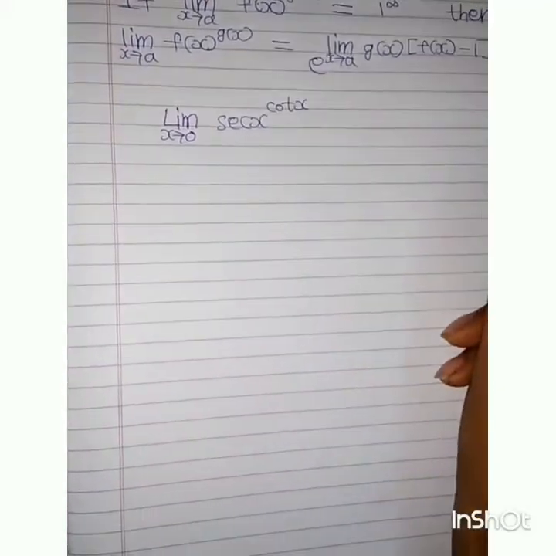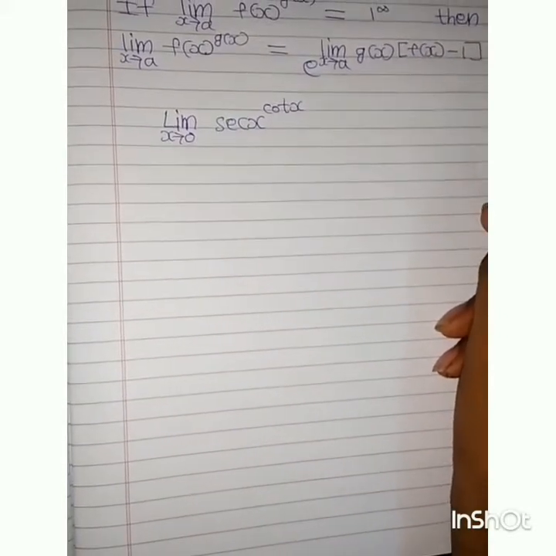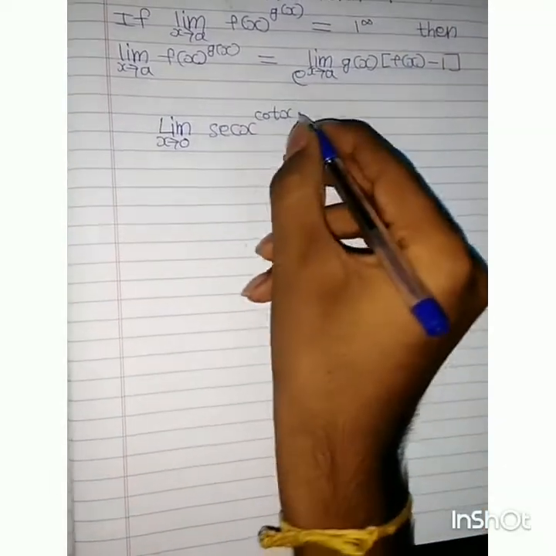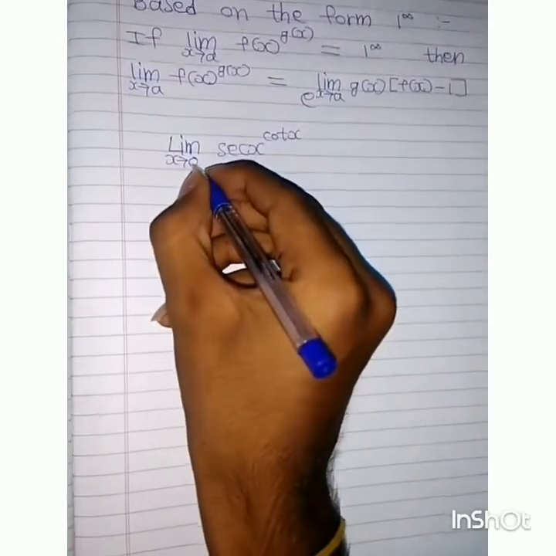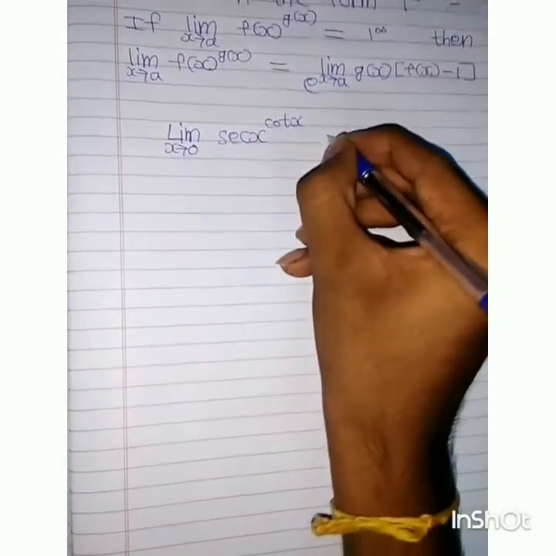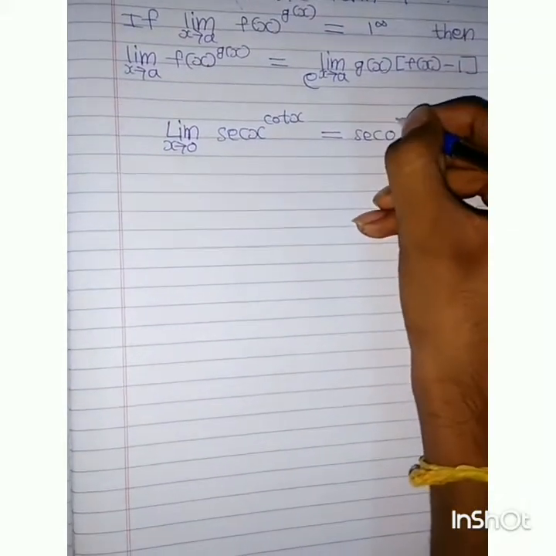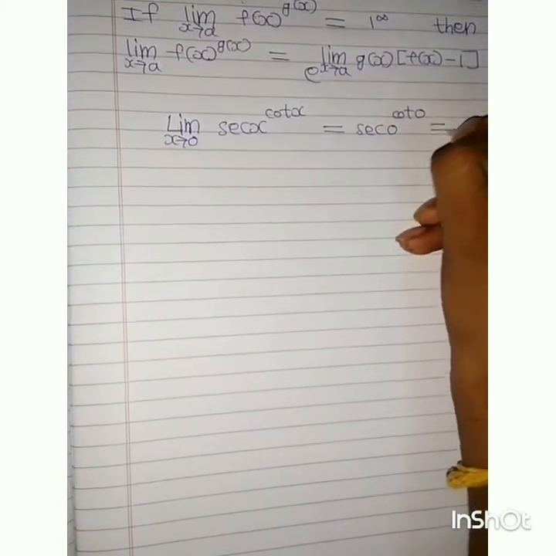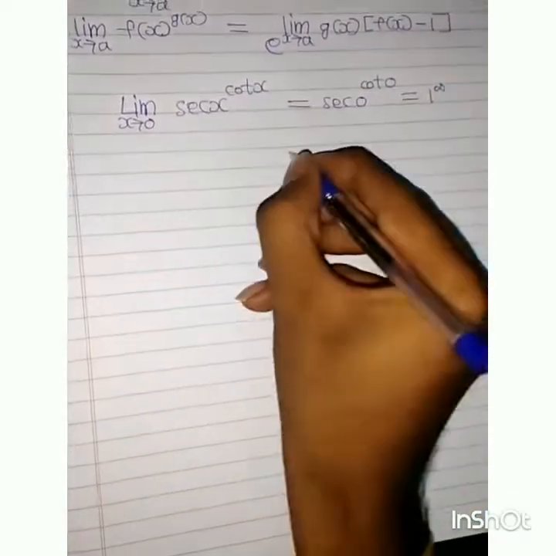If you solve this problem by the traditional method, this will consume much of your time. So rather than the traditional method, we should use this method. First we check the condition. If you put x is equal to 0 in the given limit, you will find that the result is sec of 0 raised to cot of 0, which is equal to 1 raised to infinity. So the condition is fulfilled. Now we use the property.